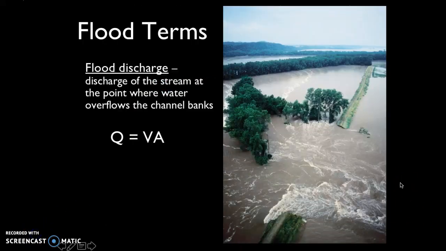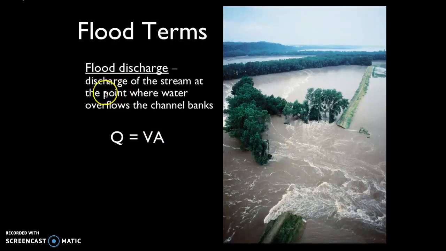There are a few terms that we need to cover before we continue on about flooding. So the first one is going to be flood discharge. So remember that discharge, which is this formula right here, is going to be Q, which is discharge, equals the velocity times the area. Remember that formula. It's going to be in many quizzes, I'm sure, or exams.